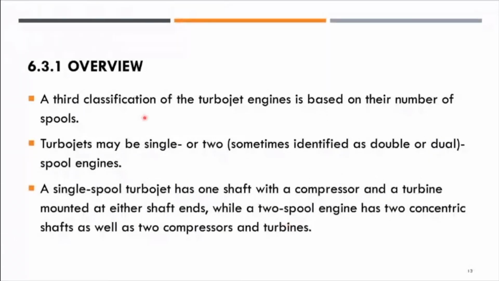The third classification of turbojet engine is based on their number of spools, as highlighted in figure 6.1. Turbojets may be single or two, sometimes identified as double or dual spool engines. A single spool turbojet has one shaft connecting the compressor and the turbine mounted at either shaft end, while a two spool engine has two concentric shafts as well as two compressors and turbines. There are also multi-spool engines having more than two compressors as well as turbine setups.